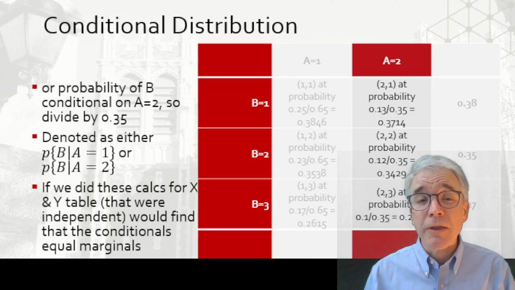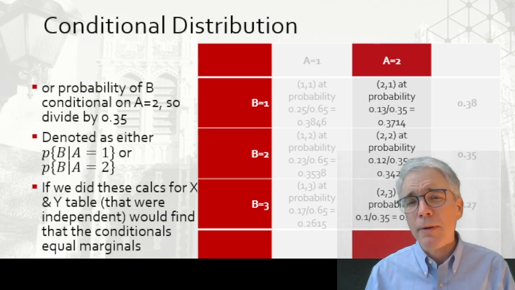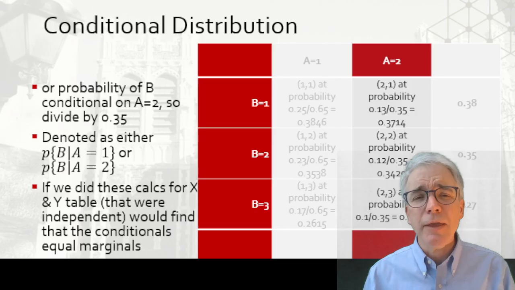Can do the same thing conditional on A equals 2. What are the probabilities of different outcomes of B? Just do those simple calculations, and those are different numbers. They're not equal to the marginals. They're not equal to each other. These are not independent events.